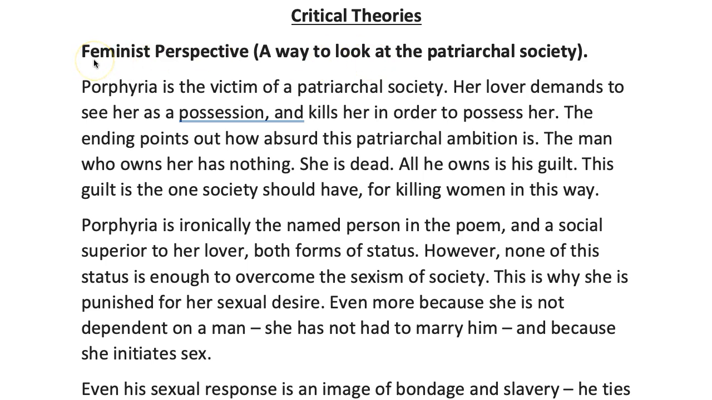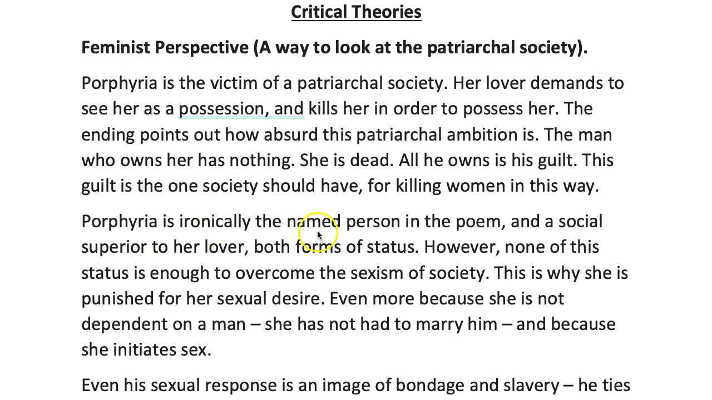So it makes sense now to look at the feminist perspective because we've already seen how he seems to be in favour of women having an equal status to men. Porphyria is the victim of a patriarchal society. Her lover demands to see her as a possession and kills her in order to possess her. The ending points out how absurd this patriarchal ambition is. The man who owns her actually has nothing. She's dead. All he owns is his guilt, and this guilt is the one that society should have for symbolically killing women in this way, denying them the chance of personal fulfillment and independence and equality.